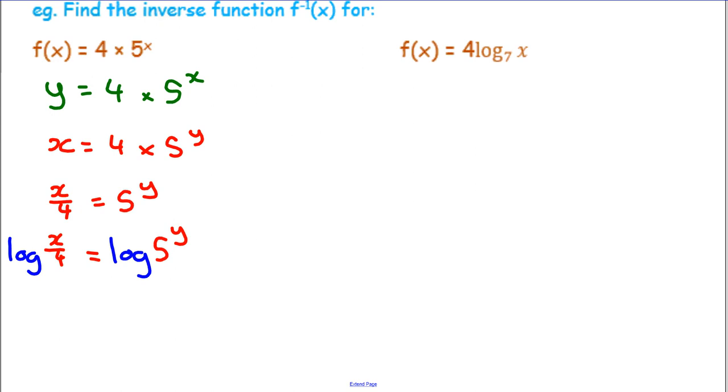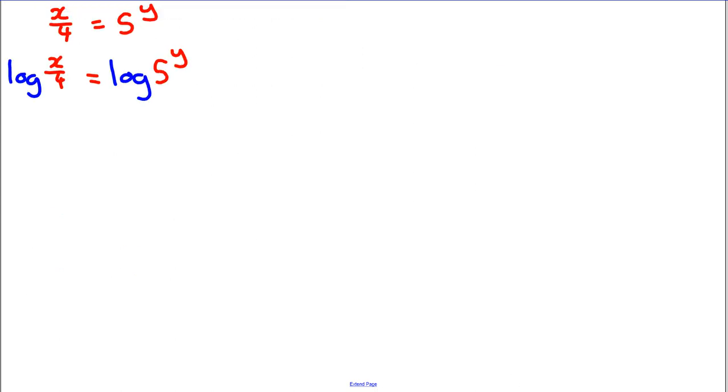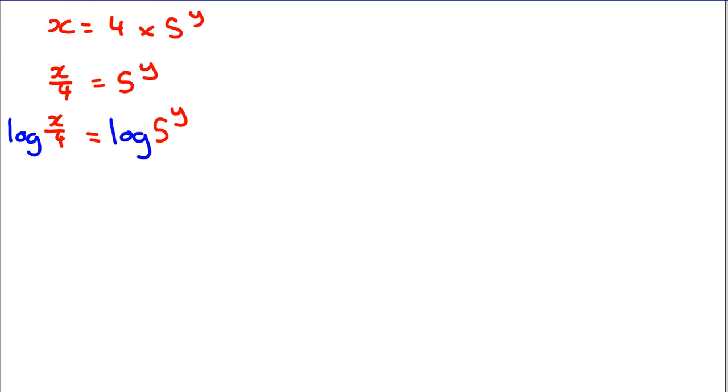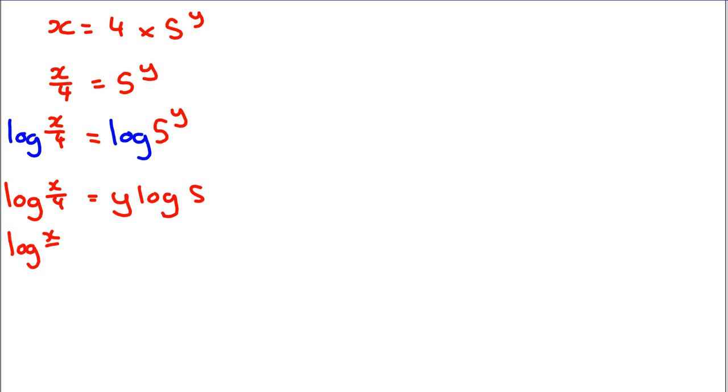Yeah, some people go straight to bringing the y in front, which you're allowed to do if you want. So that would be log x over 4 over log 5. Oh yeah, right, you're talking about the final answer equals y log 5. Yep, so log x over 4, like Grace said, divide by log 5.